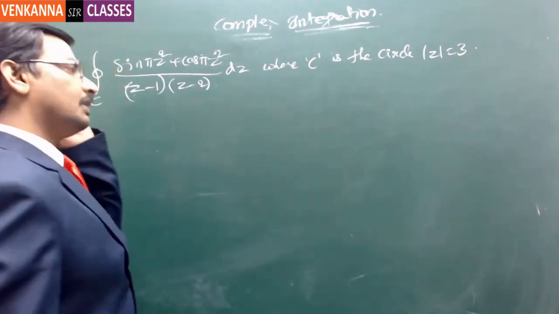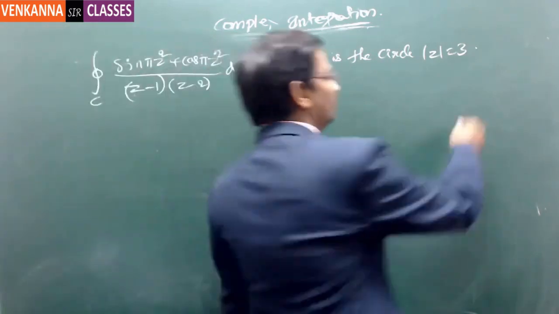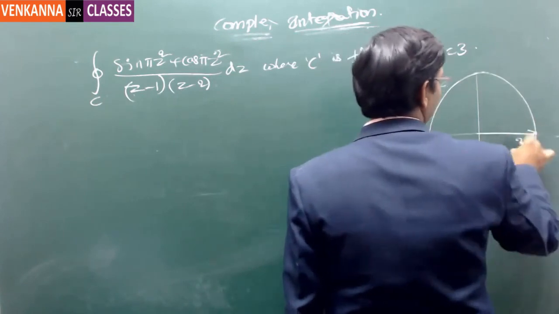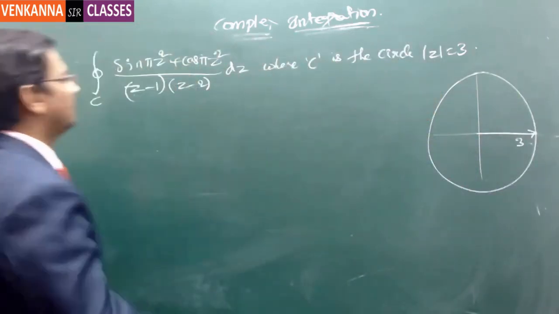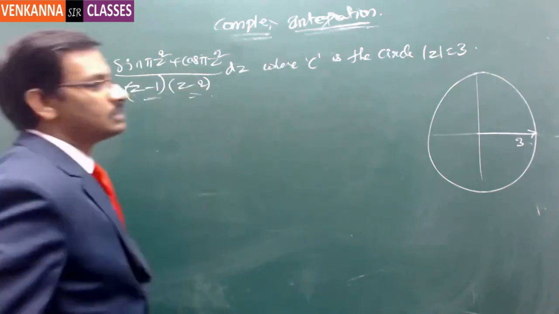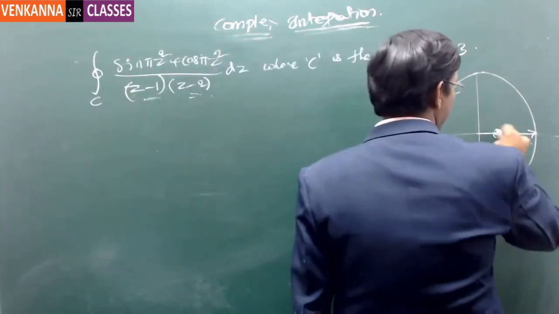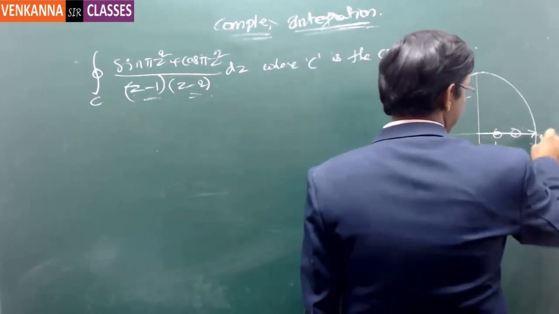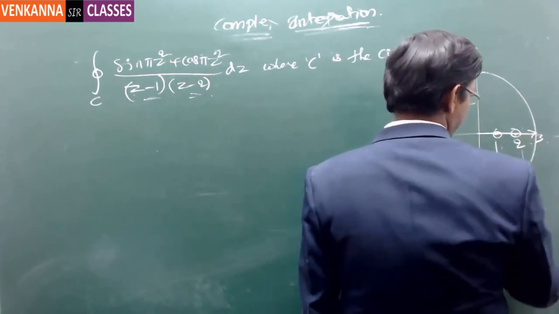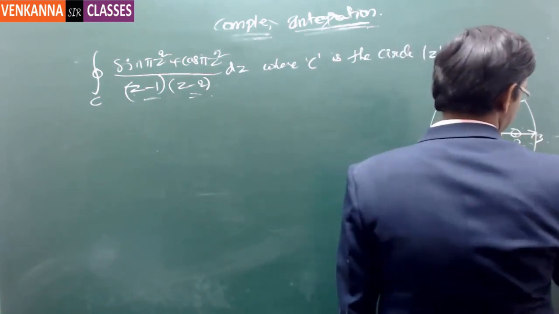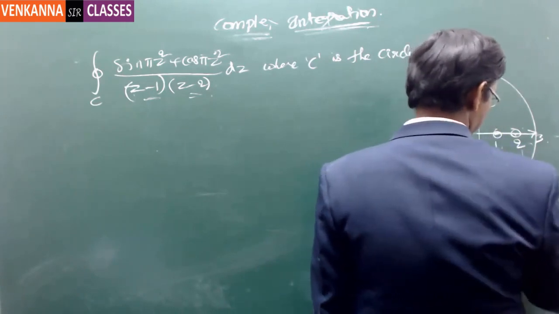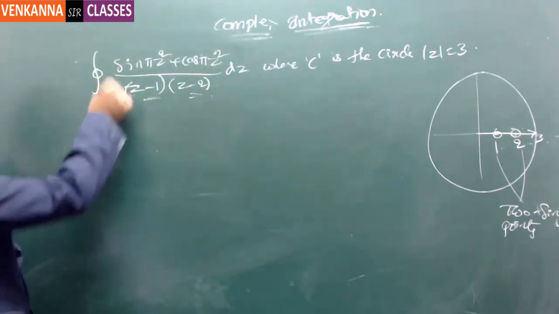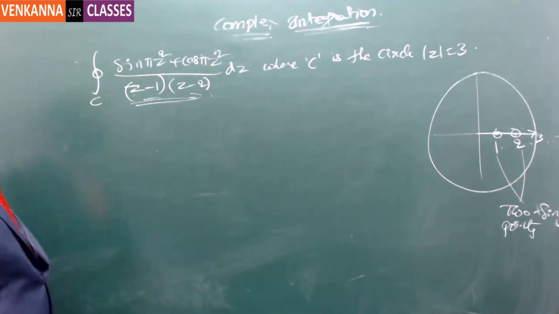See this. Here, the region of integration is mod z equal to 3, which essentially means that it is a circle of radius 3. Now there are two singular points, z is equal to 1 and z is equal to 2. So z is equal to 1 is here and z is equal to 2 is here. So two singular points.